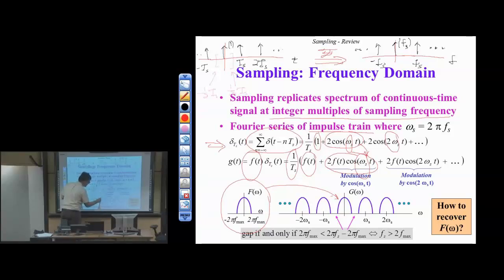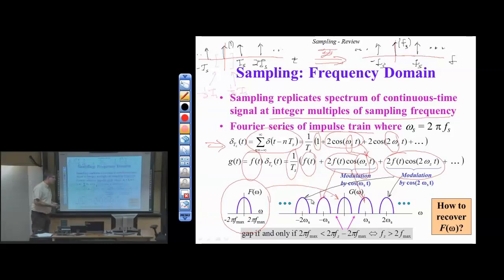So here's the first term, which gives us those parts of the spectrum. The next term shifts the spectrum of f of t left by 2 omega s, and right by 2 omega s. So that gives us those 2 terms. And so forth, it just keeps replicating, left and right. And then, okay, this is great.